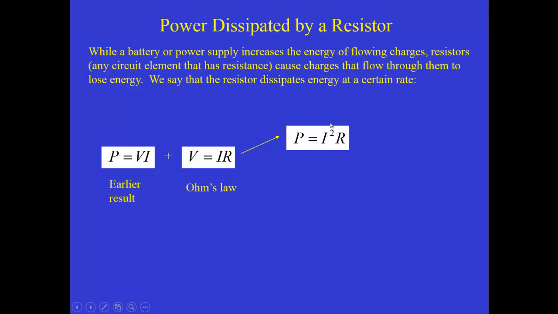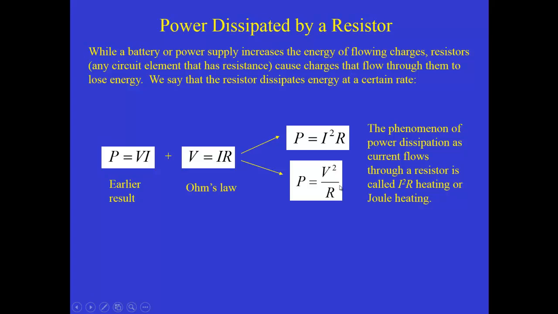And so if you know the current flowing through a resistor and you know the resistance, this gives you the power. Another way you can express the same thing is solve for the current in Ohm's law and plug it into the power equation, and that tells you that the power is the square of the voltage divided by the resistance. So if you know the voltage applied across a resistor, this gives you a complementary way of calculating the power dissipated in that resistor.